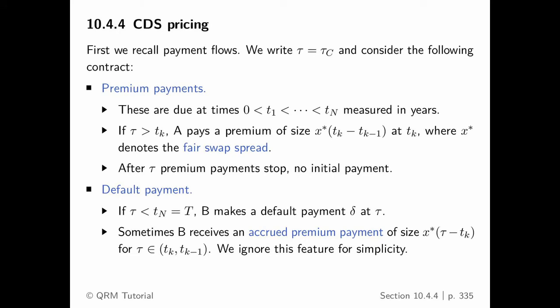Good, that's the next thing, CDS pricing. So Alex explained to you earlier today what a CDS actually is. So let's quickly recall the payment flow. Tau is the default time, C was just the reference entity. I think that was Nestle in your case. And premium payments are due at deterministic times, typically 4 times per year.